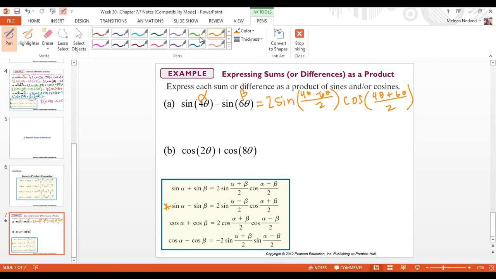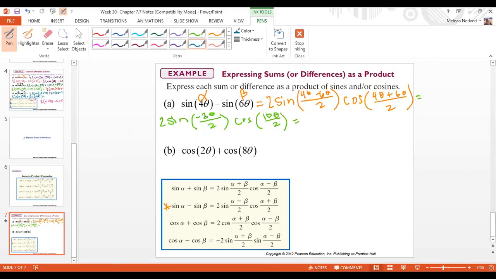Just like in the last examples, we're going to continue by simplifying the angles. The 2 stays out front, and I've got sine of 4 theta minus 6 theta, which is negative 2 theta, still over 2. Then I have cosine of 4 theta plus 6 theta, which is 10 theta, again all over 2. Now this next part you can do in either one or two steps. You can simplify the divide by 2 for each angle and then take care of any negatives, or you can do it all at once, whatever you're comfortable with. I'm going to combine them into one step.